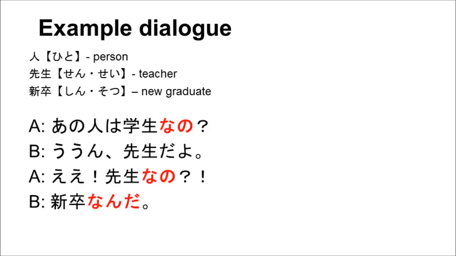Finally, here's a simple example dialogue using the explanatory no. あの人は学生なの? うん、先生だよ. え、先生なの? 新卒なんだ.